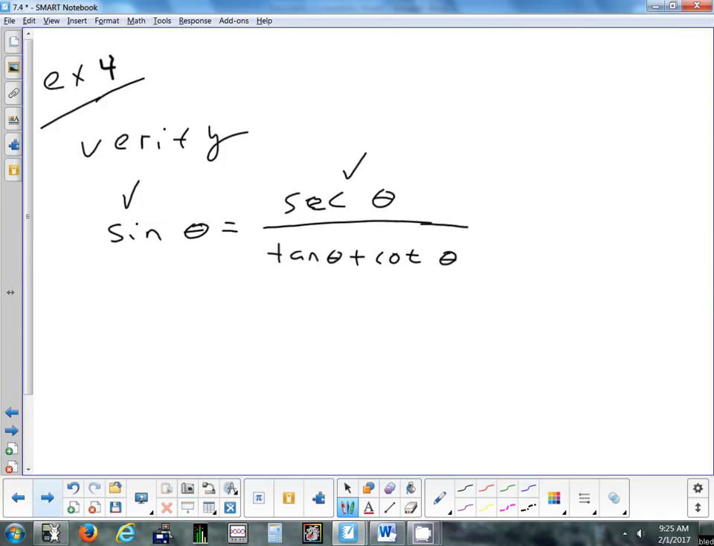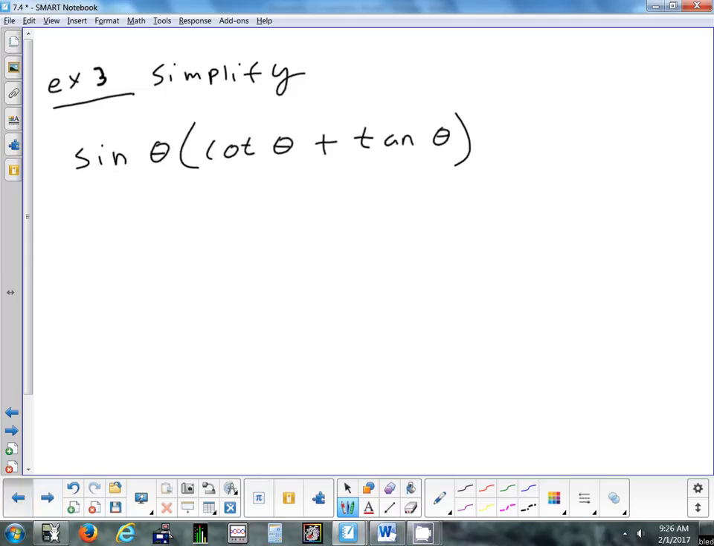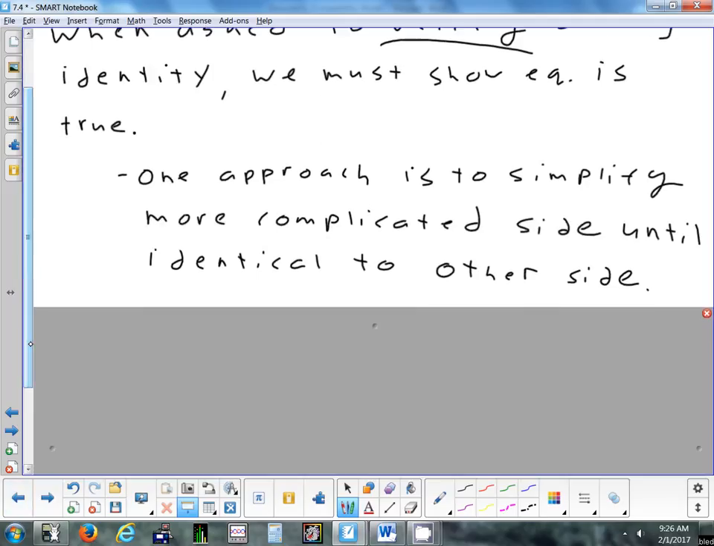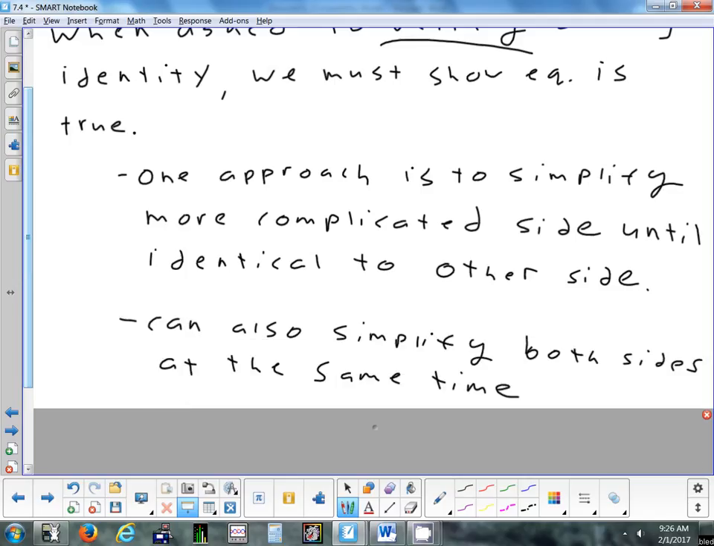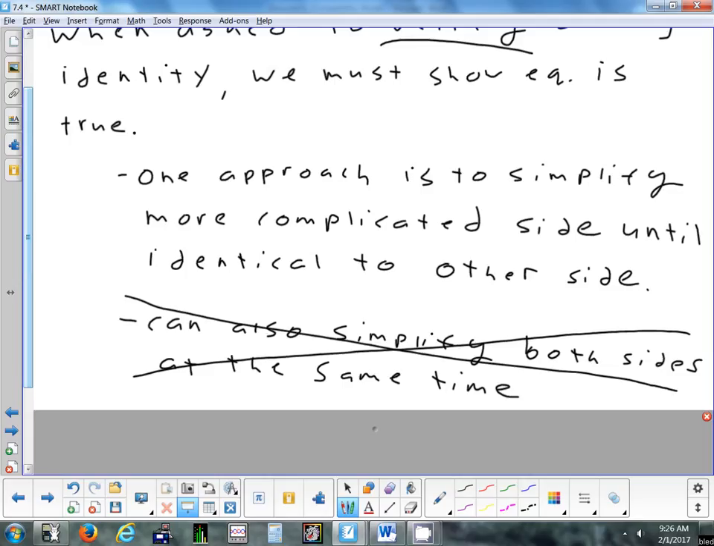Okay, so when I look at a problem like example 4, I think the right side is more complicated. It has a fraction, it has addition. The left side is just a single trig function. Now, sometimes people try to work with both sides at the same time, but I think that's just going to be confusing. So I wouldn't do this. It's a suggestion in the book. But then you're trying to do two things at the same time, and sometimes that messes people up. So I would stick with that.